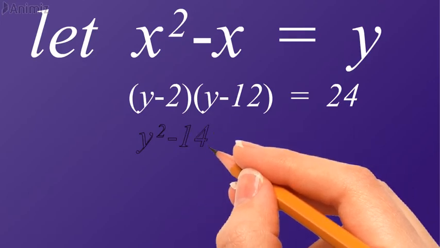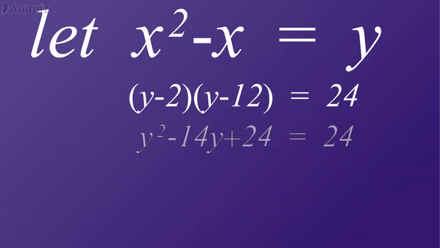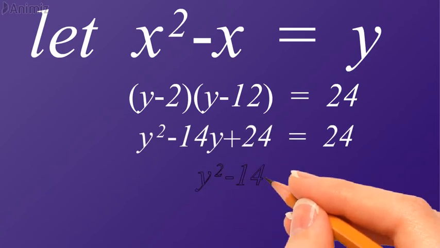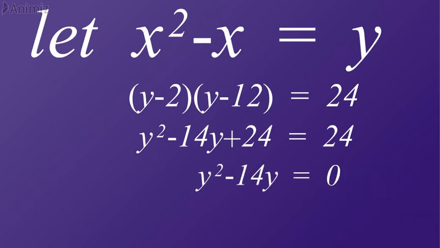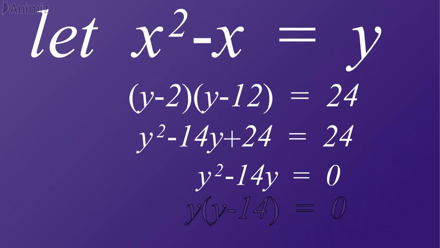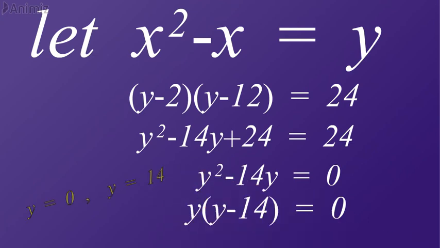Multiplying y minus 2 with y minus 12, we get y square minus 14y plus 24 is equal to 24. On further simplification we get y square minus 14y is equal to 0. Using factorization or the quadratic formula, as it is a quadratic equation in y, we get y is equal to 0 and y is equal to 14. Putting these values back in the above equation, we can get the values of x.